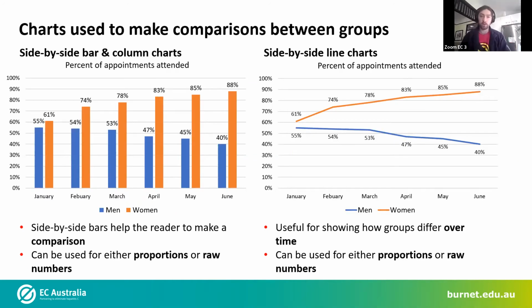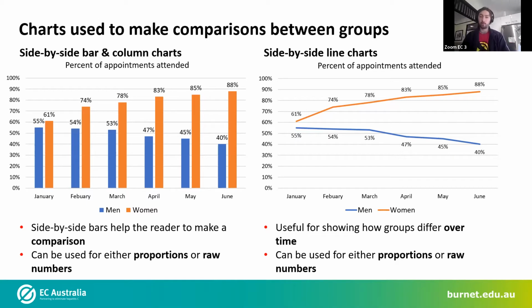Next, we've got making comparisons between groups. On the left-hand side, we've got our side-by-side bar charts. This is good for making comparisons between groups, and in this case I've got a similar thing, but for men and women by month. For me as the reader, when I look at this graph, for each month I'm making a comparison between men and women, because they are next to each other in the months. That depends on your question, but that could be the way that you want to go. And then we could also see that the percent of appointments attended has been increasing for women, and for men it's been decreasing, and it's created this disparity by June.